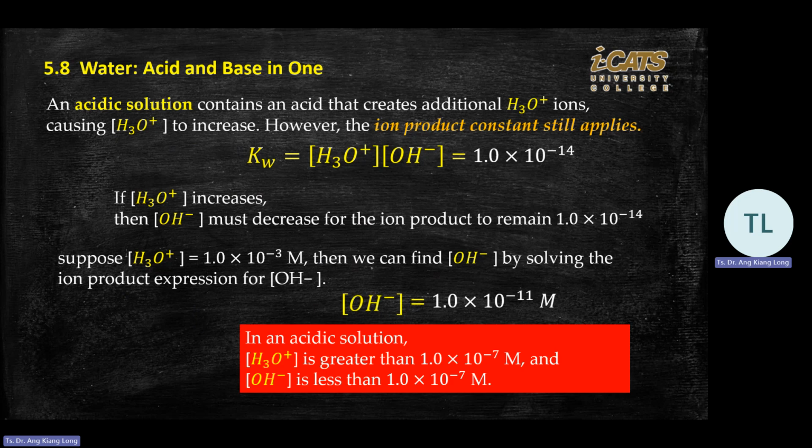In acidic solution, H plus will be more than 10 power negative 7. Acidic means a lot of H plus, so the M value is a big number, and OH negative is less. These two must be balanced. If acidic, H plus is high, OH is low, and the total is 10 power negative 14.